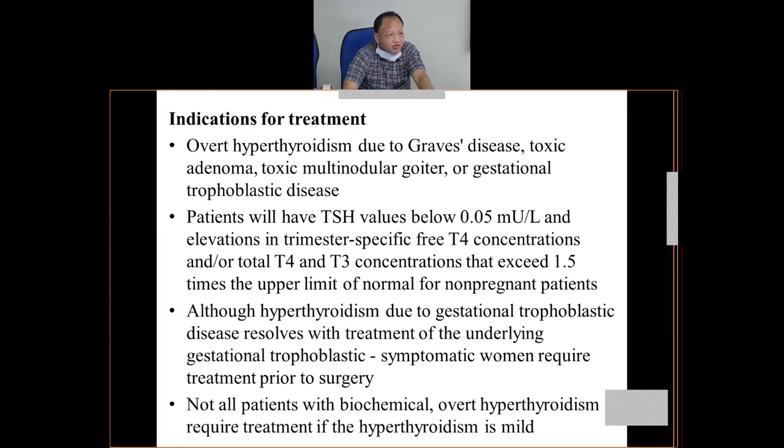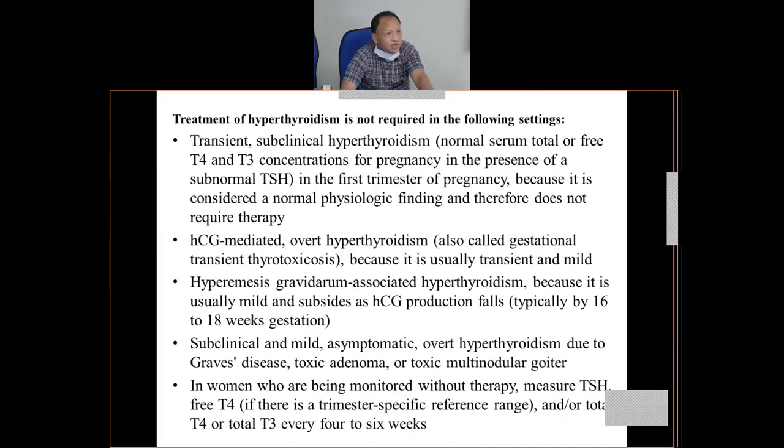Indication for treatment: overt hyperthyroidism. Not all patients with biochemical overt hyperthyroidism require treatment if the hyperthyroidism is mild. So overt hyperthyroidism due to Graves' disease, toxic adenoma, toxic multinodular goiter, or gestational trophoblastic disease are indications for treatment with antithyroid drugs. However, not all patients require it if they are mild.